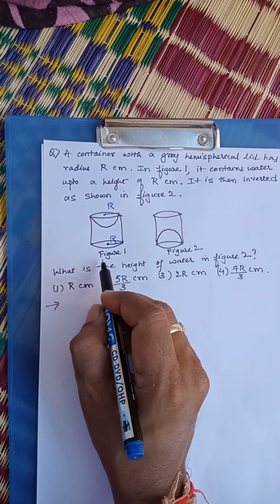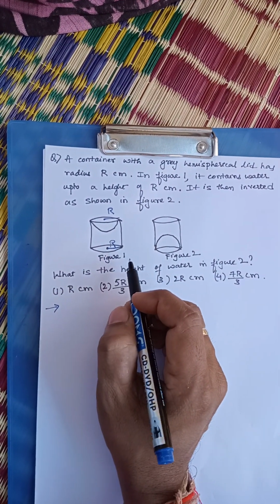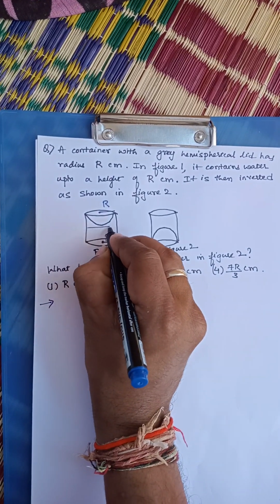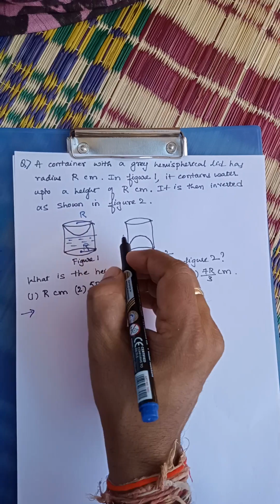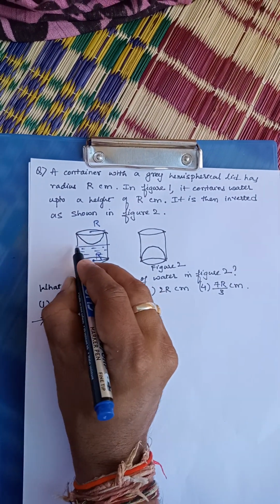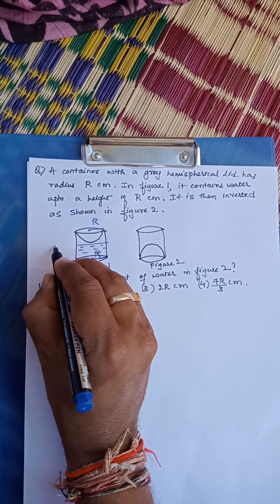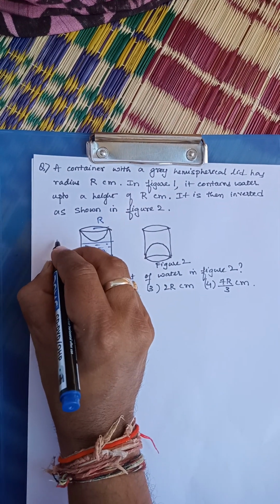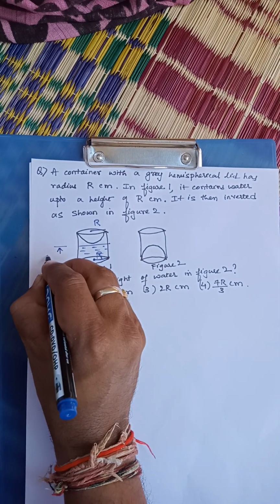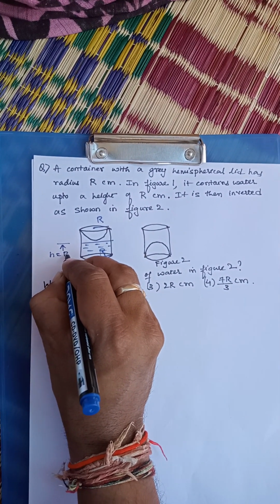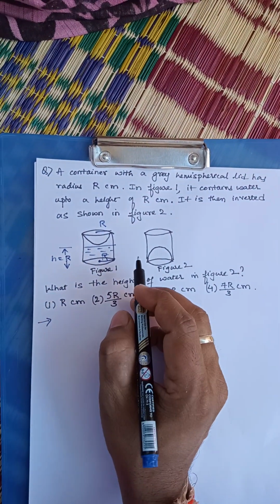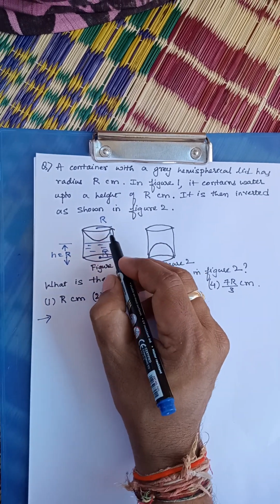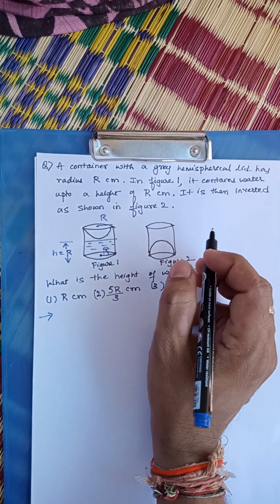In figure 1 it contains water up to a height of r centimeter. So let us say the container in figure 1 contains water up to this level. So the height of the water in the first container is given as r. So height of the water will be equal to r centimeter. Now h is equal to r centimeter. It is then inverted as shown in figure 2.